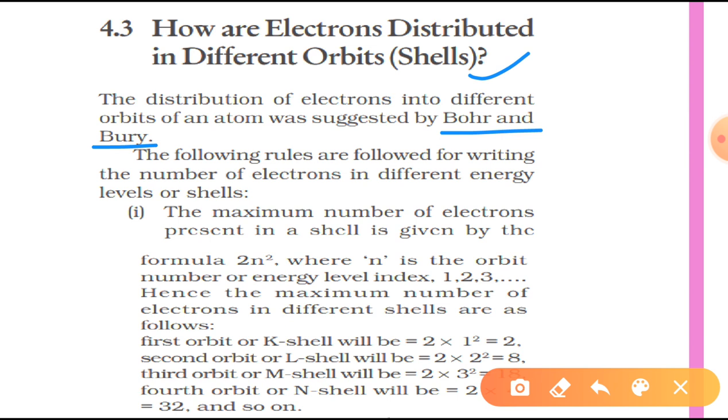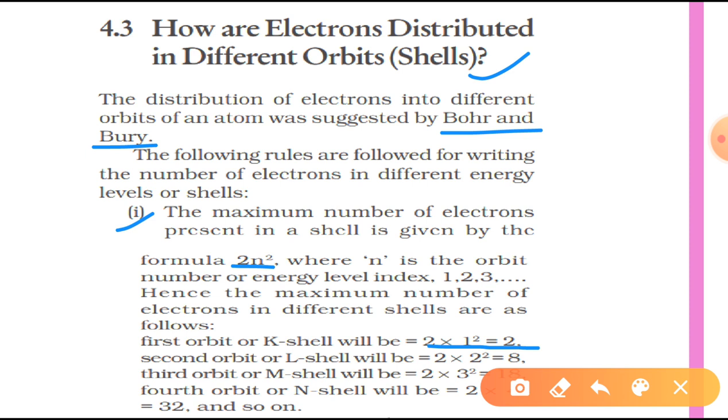First of all, in rule number 1 you are seeing that the maximum number of electrons present in a shell is given by the formula 2n square, where n can be a number like 1, 2, 3, and so on. So students, now have a look. If you want to find out how many electrons will be in the K shell, you will do 2 into 1 square, that will give you 2 electrons. It means that the K shell can have a maximum of 2 electrons.